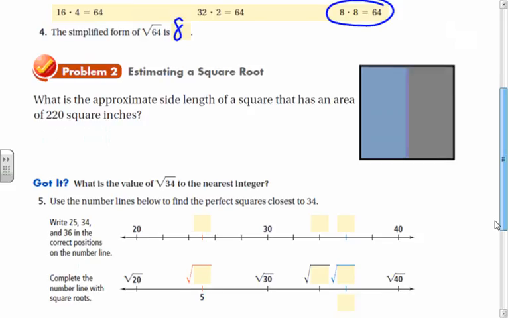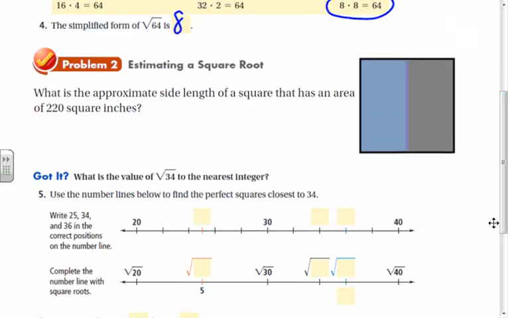Okay, the next thing we're going to do is learn how to estimate a square root. It says, what is the approximate side length of a square that has an area of 220 square inches? So the area, that means the space inside here, is 220. And we would get that by multiplying the side times itself. So we're looking for what number times itself is about 220.